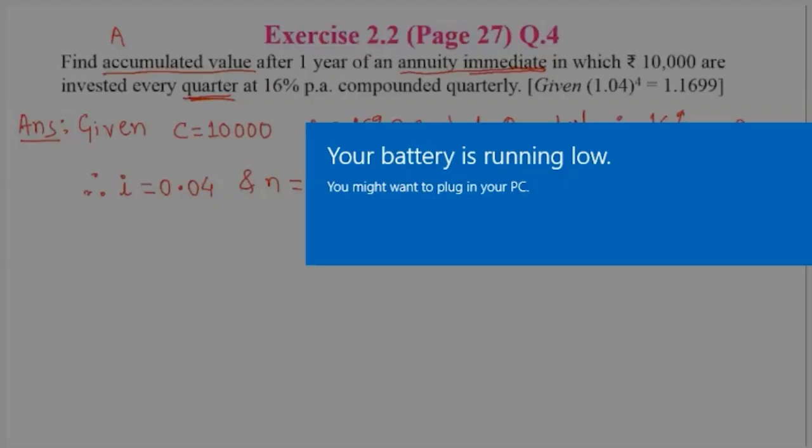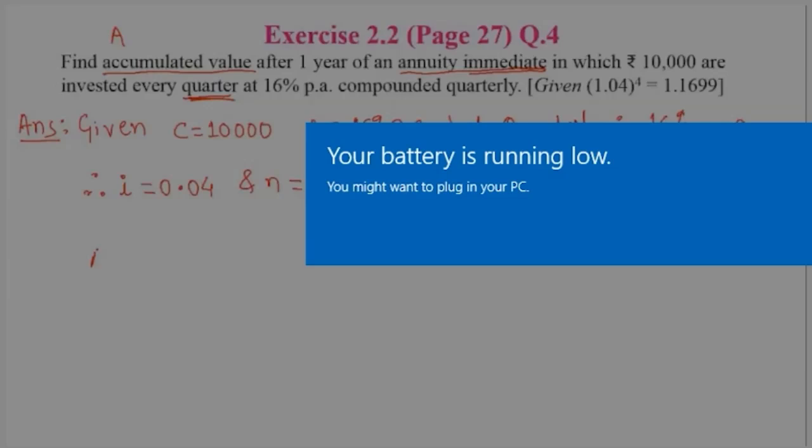Now formula क्या ढूंढना है? Harsh, any doubt? 10,000 invested quarterly for 1 year. 4 बार किया है. 10,000, 10,000, 10,000 every quarter. 4 times in a year. Okay. What we have to find out? A. So what is that formula? A is accumulated value, that is future value. A's future value is equal to C upon I square bracket.